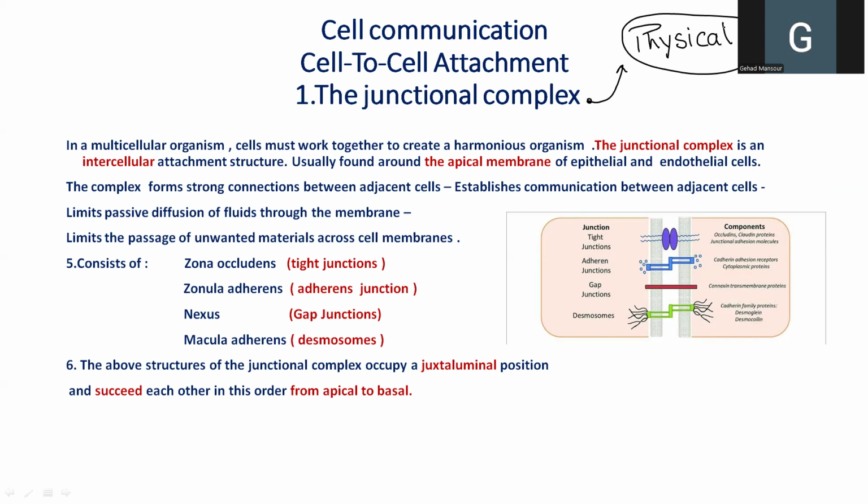Only the gap junction is a physical and a functional connection in the way that the gap junction is not only here to connect the cells together, but also to allow passage of ions between them. But they are essentially physical.